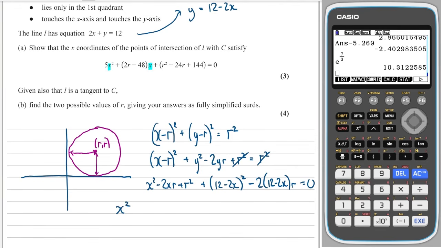Okay, so I've got x squared minus 2xr plus r squared. Expanding this is going to give me 144. It's going to give me a minus 24x and another minus 24x, so a minus 48x. And it's going to give me a positive 4x squared. And expanding this is going to give me a minus 24r. And it's going to give me a positive 4xr.